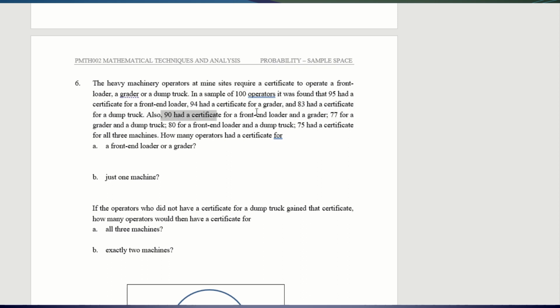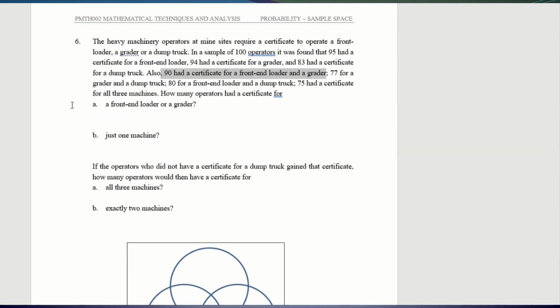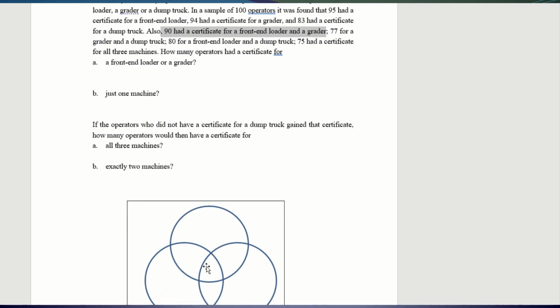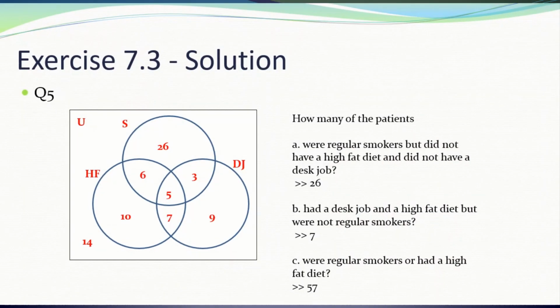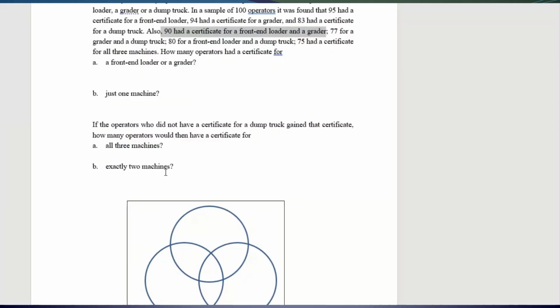90 is for both. N, when you see N is the whole intersection, that means the whole intersection. 77 for these two, 80, 75 for all three. So pretty direct. 75 is right in the middle. So let's look at this. So you have 75 right in the middle here. Okay, 75 right in the middle. Okay, and then what did they say?